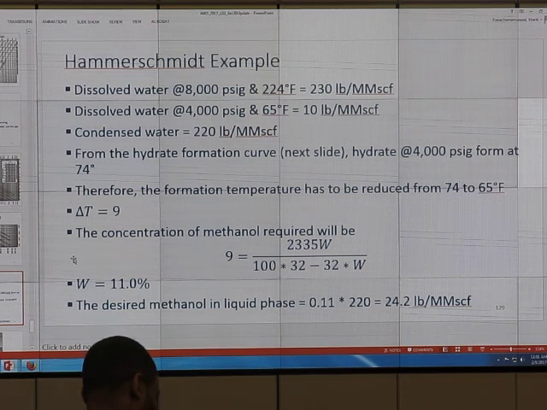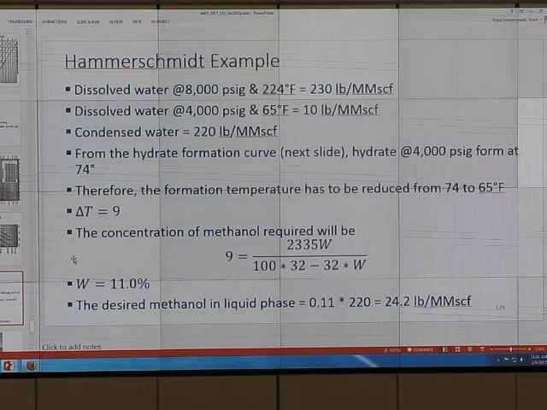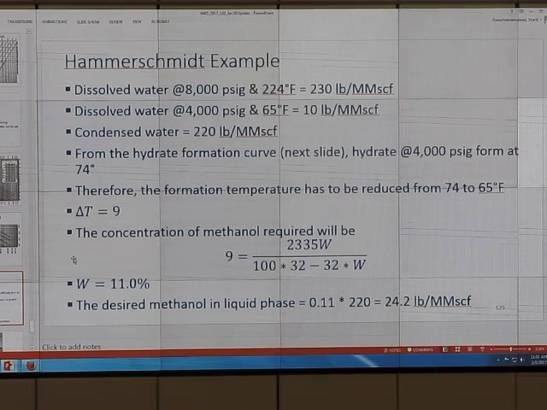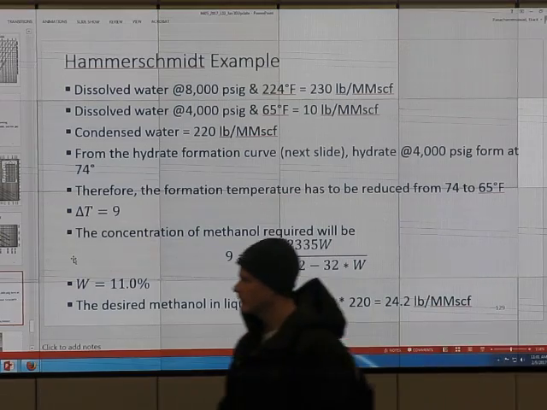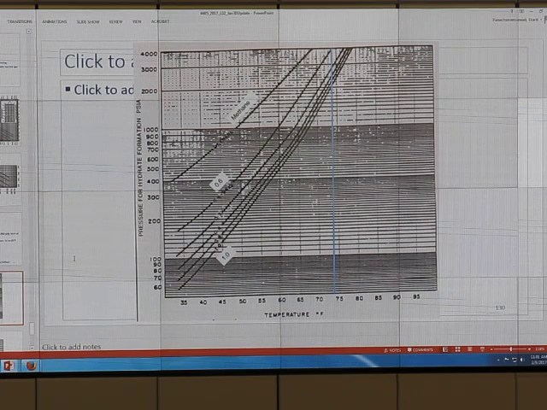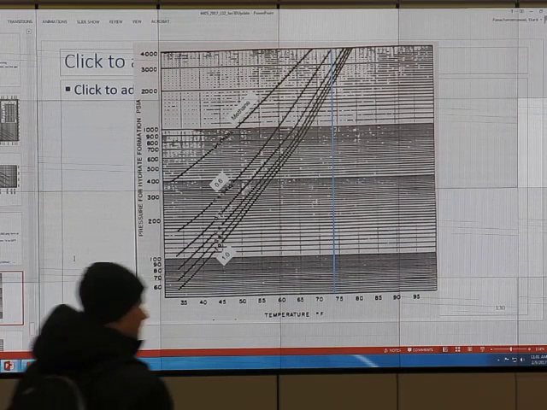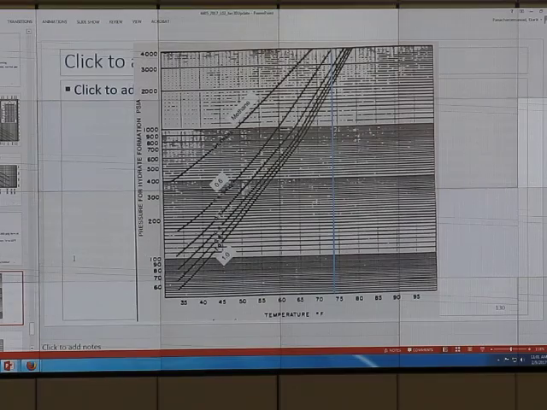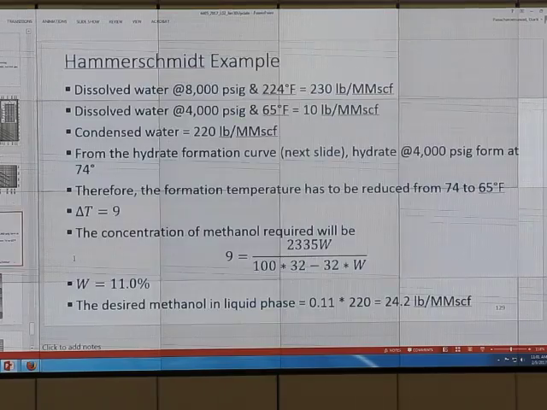After we know the amount of water, we use the Hammerschmidt equation to calculate the percentage of inhibitor that should be in the water phase. Okay, water phase. We found that it is 11%. We know the temperature that we want to do the shift of the curve from the hydrate graph, right? This graph. Okay. This one suggests 74.